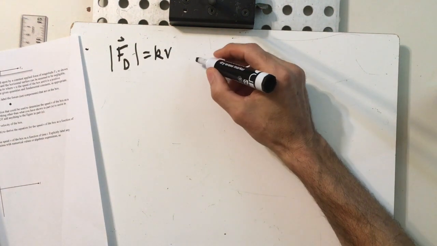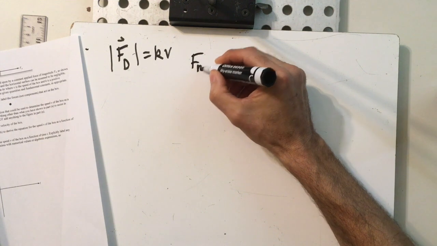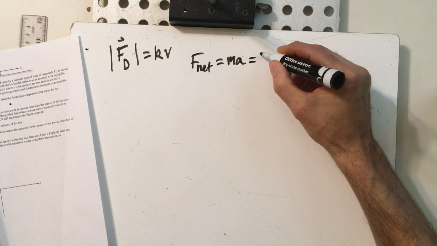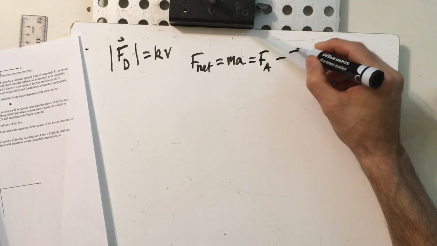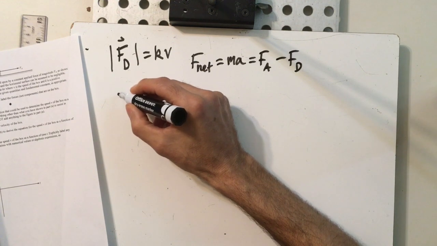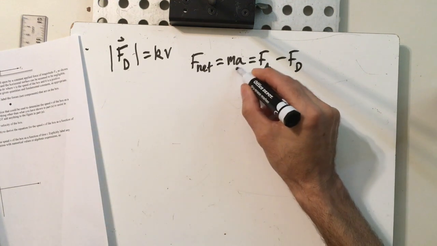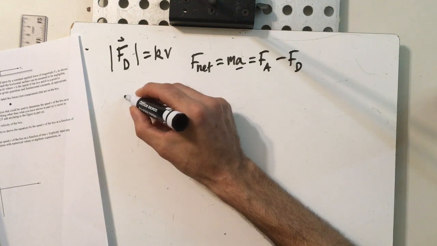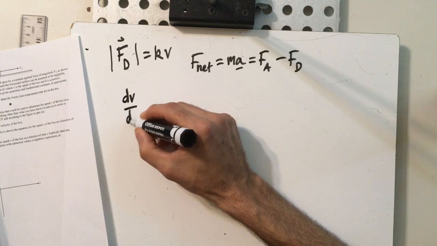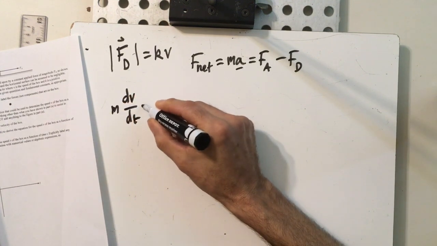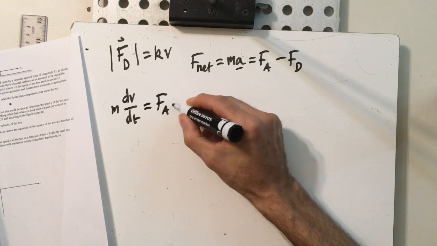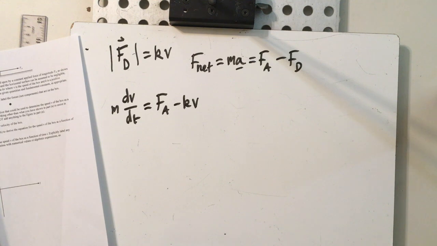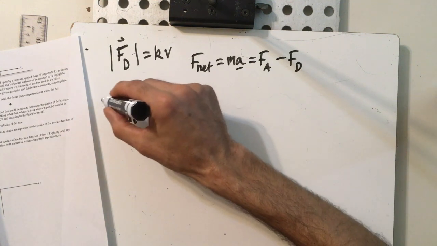So the Newton's second law equation would be F net equals ma equals applied force minus force of drag. So for part B, we want to substitute in a differential expression for acceleration. So we just write dv/dt equals the applied force minus the drag force, which is a function of velocity. That should be enough to get the points for part B.